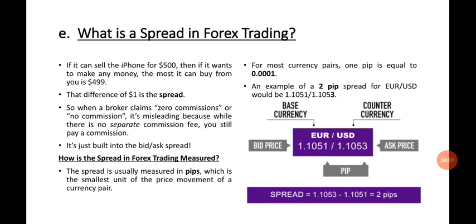So how is the spread in forex trading measured? The spread is usually measured in pips, which is the smallest unit of price movement of a currency pair. For most currency pairs, 1 pip is equal to 0.0001. An example of a two-pip spread for the Euro US dollar currency pair will be 1.1051 slash 1.1053. You can see it here. This is the calculation, and this is the value.